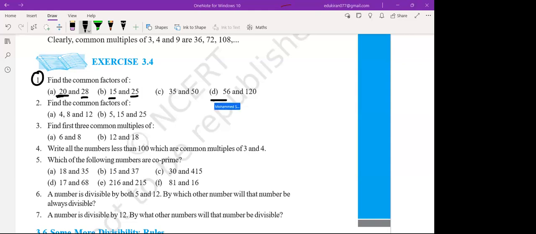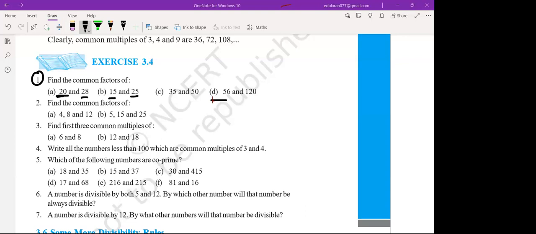Okay, so who will tell me the answer for the first one? Just tell me the common factors. The 20 and 28 common multiples, 140. Factor, not multiple. Common factors are? Ma'am, I did all multiples. Ah, no, it's factors. So who will tell me the answer? 1, 2, 4. Yes, correct.